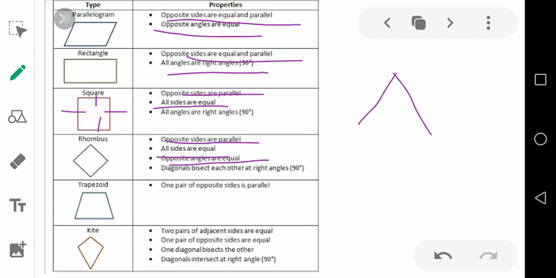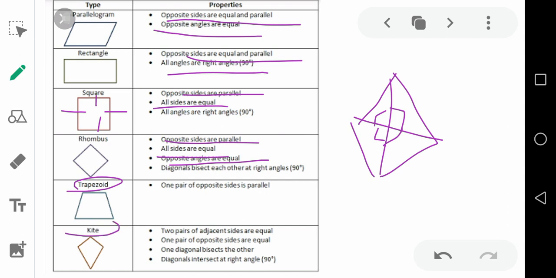What does it mean? You know what a diagonal is, right? These two are the diagonals. So in the case of a rhombus, these two diagonals bisect each other at 90 degrees. That means here, you can see the angle here. This will be 90 degrees in the case of a rhombus. Okay. Next is trapezoid or trapezium. You can write it as trapezium. Okay. One pair of opposite sides is parallel.